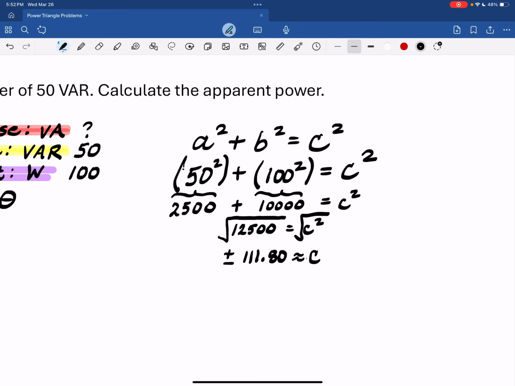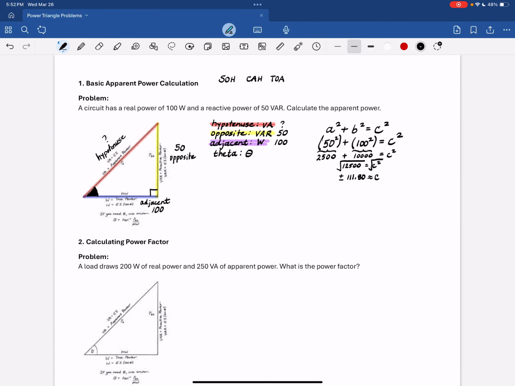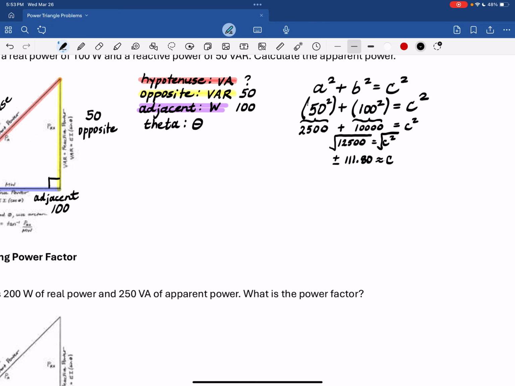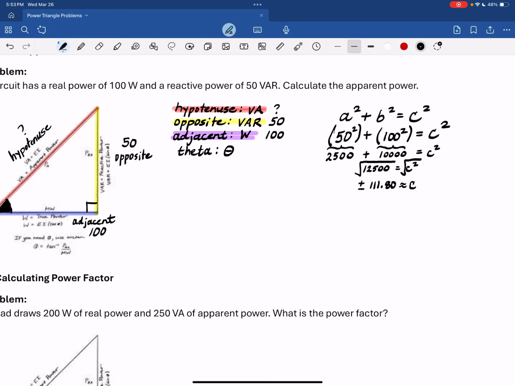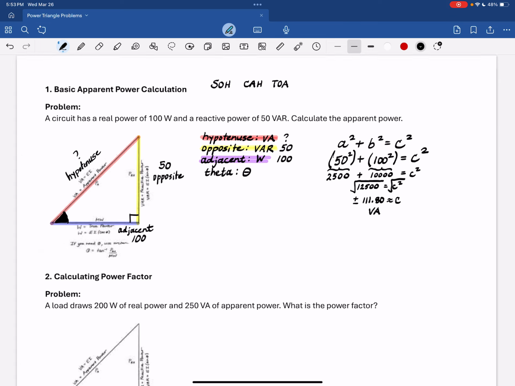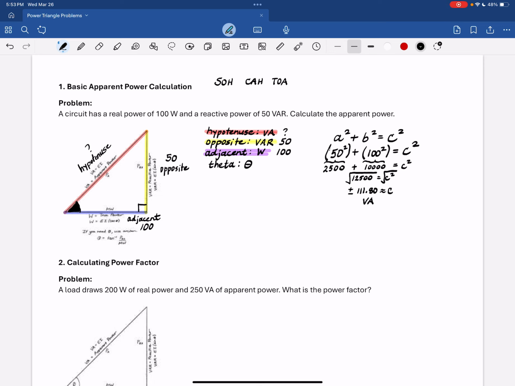So the hypotenuse of this particular power triangle is approximately 111.8. And remember, hypotenuse is apparent power, so that would be in terms of VA. So this one did not rely on SOHCAHTOA. It relies on Pythagorean theorem.